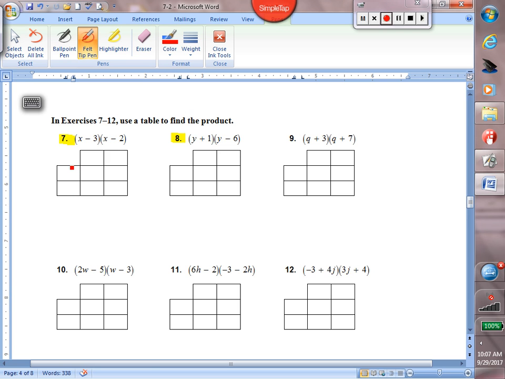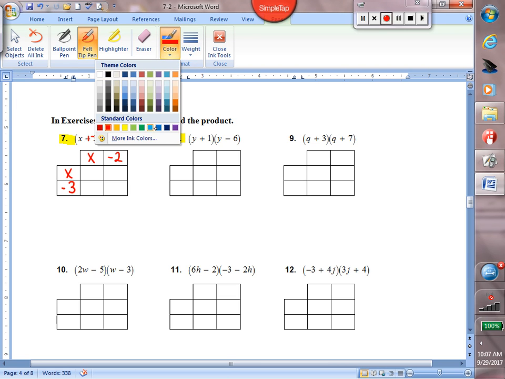In the boxes on the left, I enter in my first binomial. But I have to make sure that my signs are correct. So when I enter in the second piece, I have to make sure that I put a negative 3. If you need to, change subtraction to plus and negative. In the top boxes, I put the second binomial.